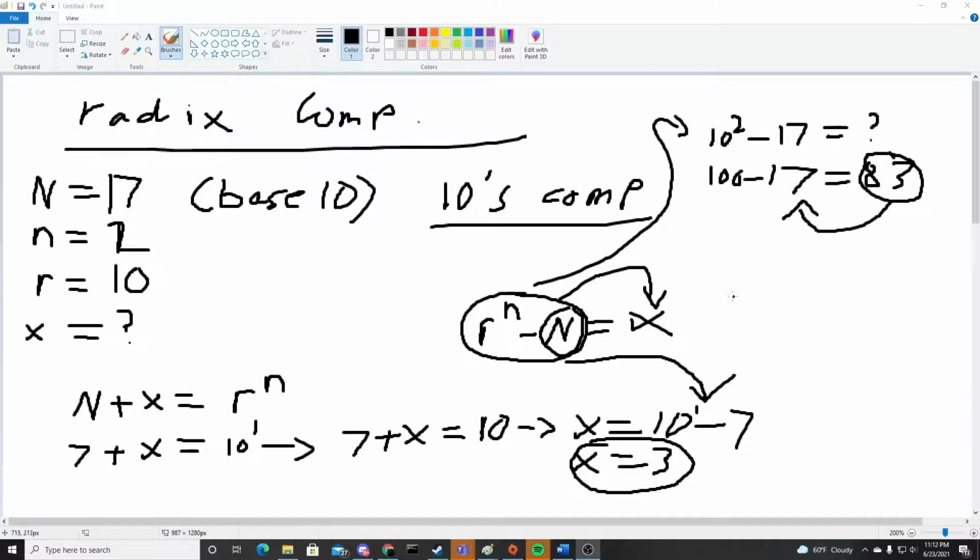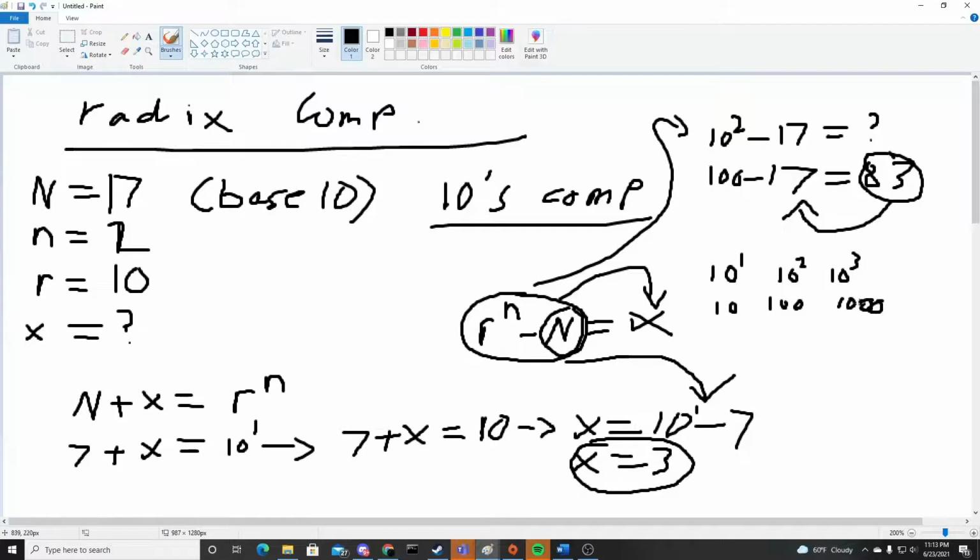If you think about powers of 10, I'll just start from 10 to the first, because 10 to the 0 is just 1. But if we think about powers of 10, 10 to the first, 10 squared, 10 to the third, this is just 10, 100, 1000.